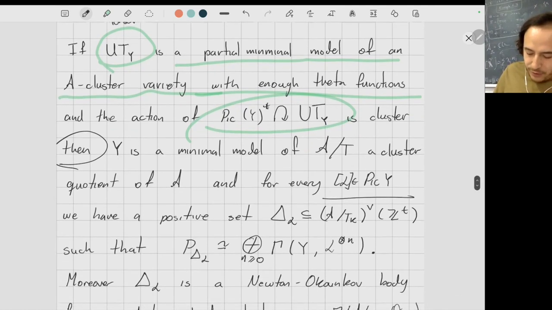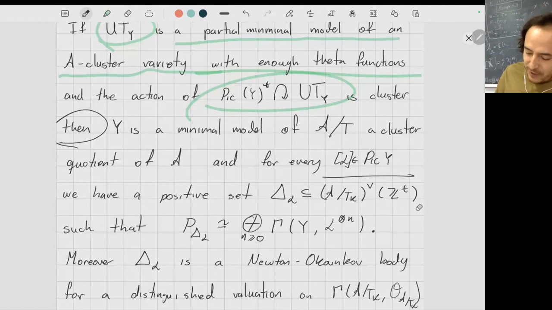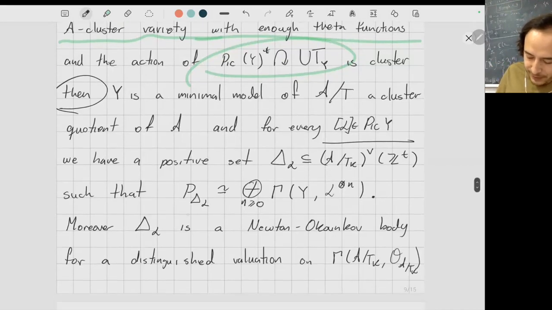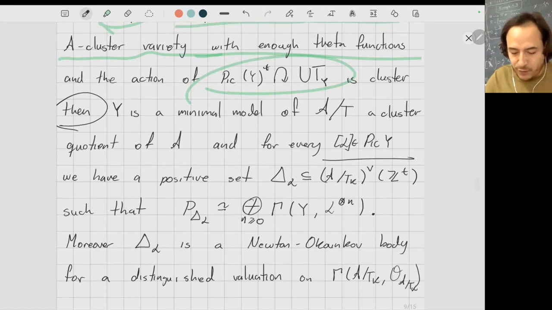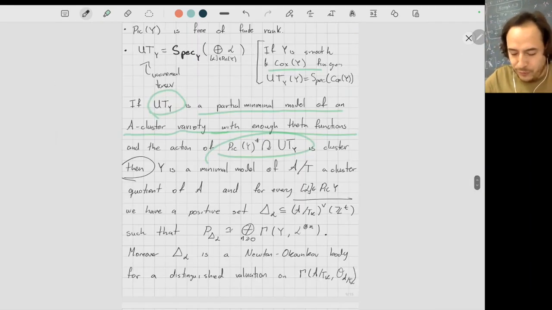And for every line bundle, we're going to have a positive set living in the tropical points of that quotient of the cluster variety. That's a good quotient of a cluster variety by a torus. And actually, the section ring of that line bundle is just the graded ring associated to this positive set. And moreover, we can understand that positive set as a Newton Okounkov body for a distinguished valuation on the ring of functions on this quotient variety. So this is the picture we're going for. I'm going to give a precise statement.